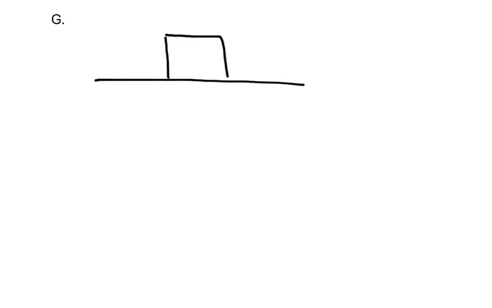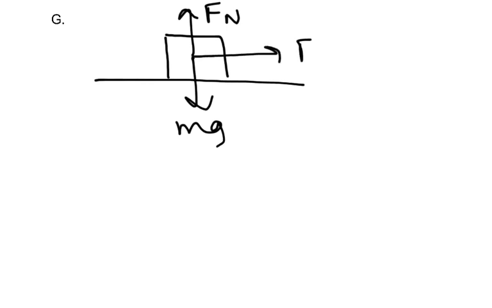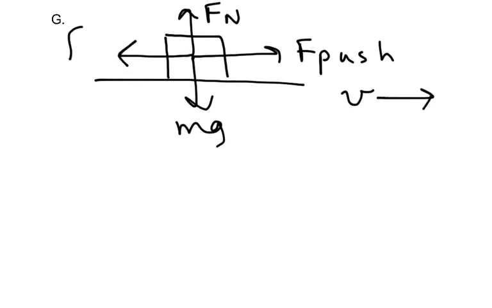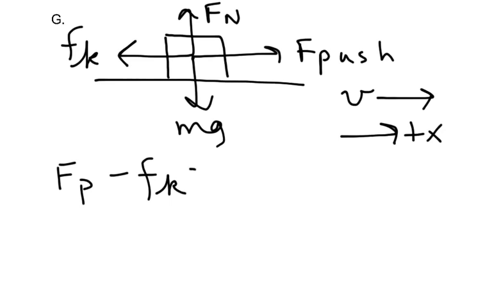Now, what if my crate is moving? I still have a weight, I still have a normal force, and there's something pushing it to make it move. Let's say it's moving at a constant velocity to the right. My frictional force must be to the left. We give it a subscript of k for kinetic frictional force. Let's make right positive. My push minus my kinetic frictional force is equal to the mass of the object multiplied by the object's acceleration.